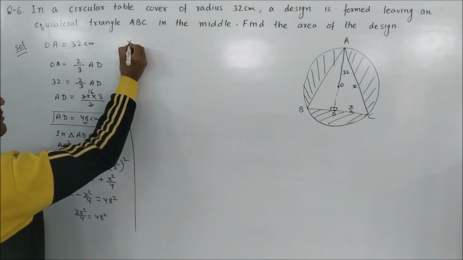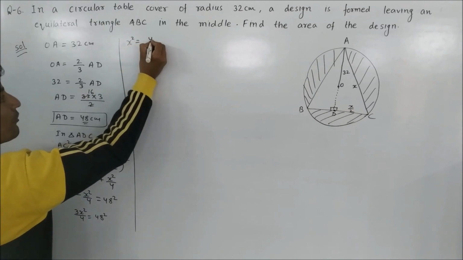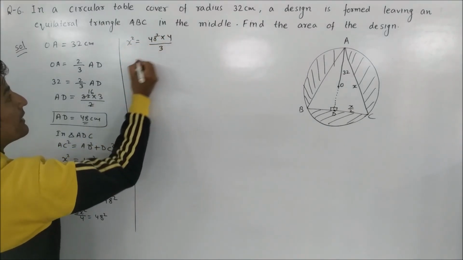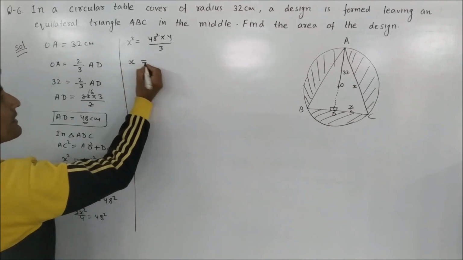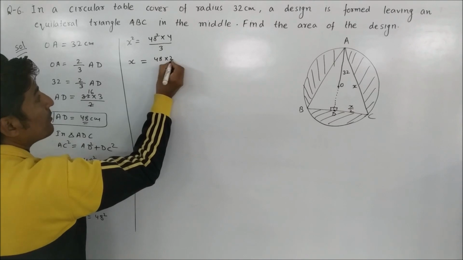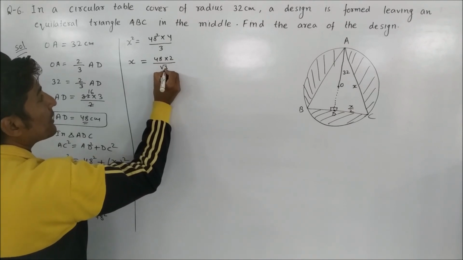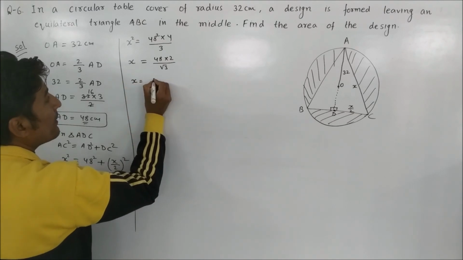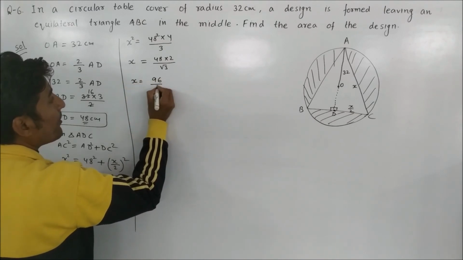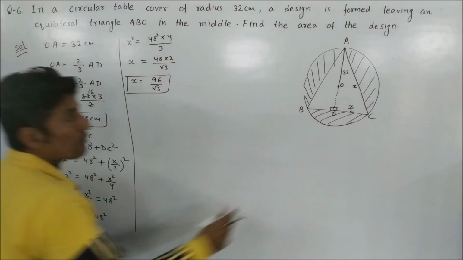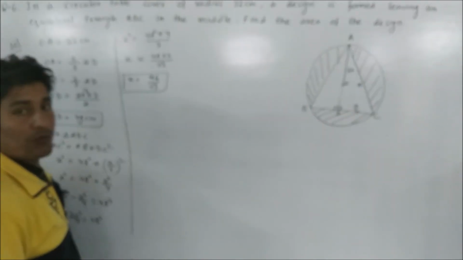Hence X square will be equal to 48 square into 4 divided by 3, and finally we can write X will be equal to 48 multiplied by 2 divided by root 3. Hence we can write 96 upon root 3. This is the measurement of X. So we got the length of the side of the equilateral triangle.